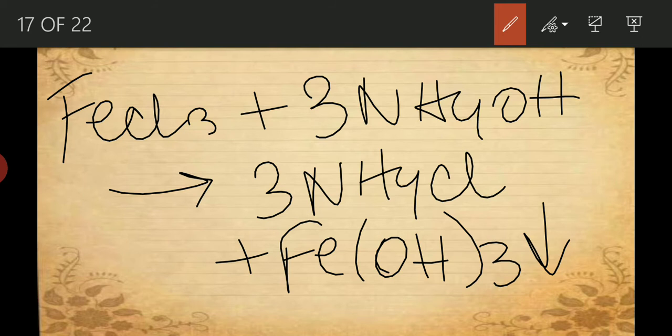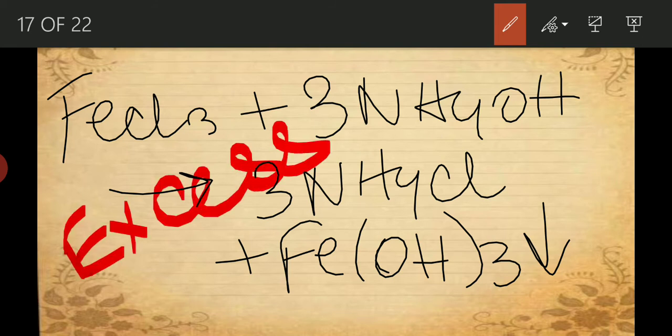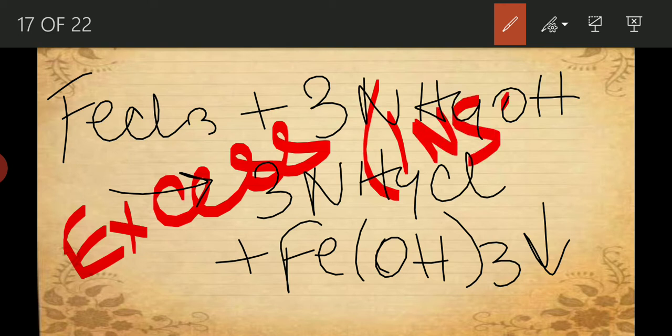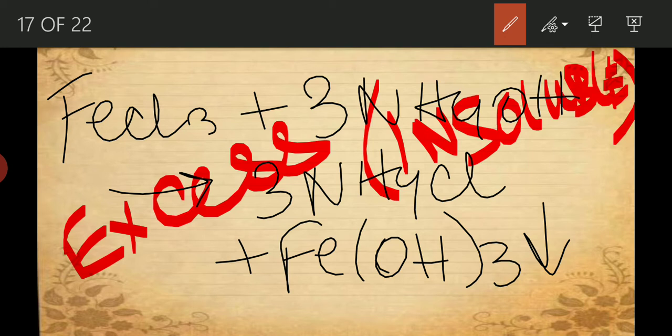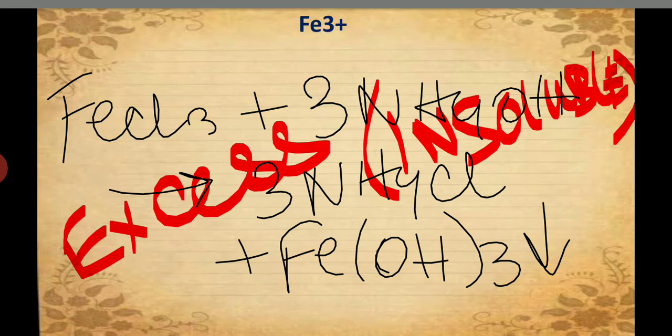But again, in excess NH4OH, this ferric hydroxide is insoluble. It will not be soluble. If we add excess NH4OH to ferric hydroxide, we will still get a reddish brown precipitate. So magnesium hydroxide, ferrous hydroxide, ferric hydroxide, all these hydroxides are insoluble in excess NH4OH and NaOH.